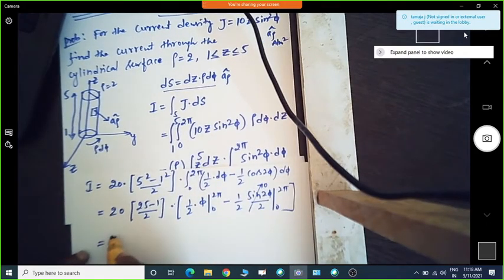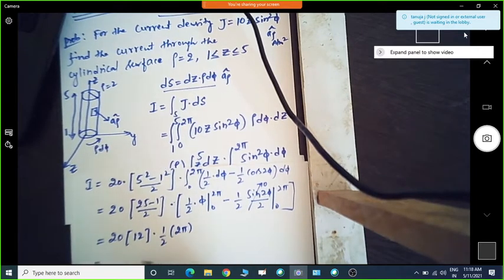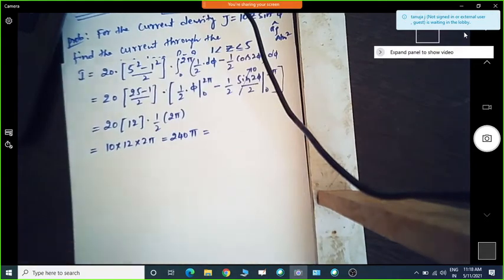So now we will get here 20 into 24 by 2, which is 12, into half into 2 pi. So the value we are going to get is 10 into 12 into 2 pi, which is equal to 240 pi. So we can say that is the value.